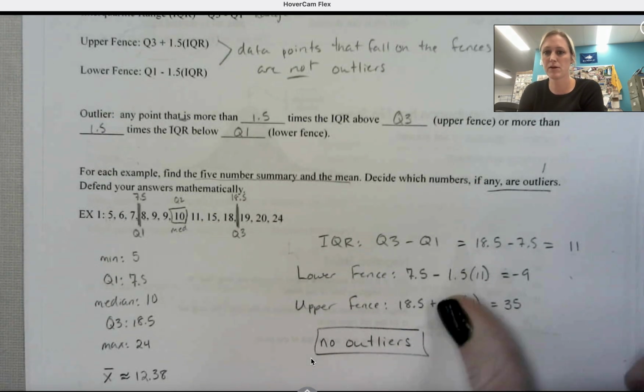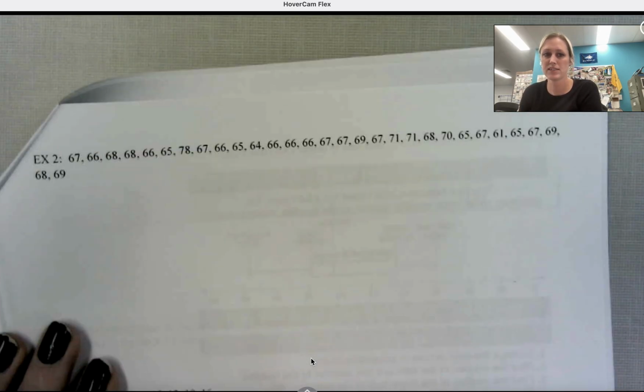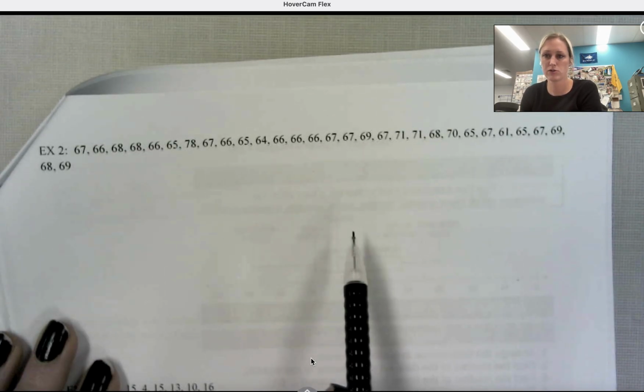We're going to find that same 5-number summary for this next example. I'm going to save example 2, you guys. I'm going to show you how to do this one on a graphing calculator. So I'm going to skip to example 3.